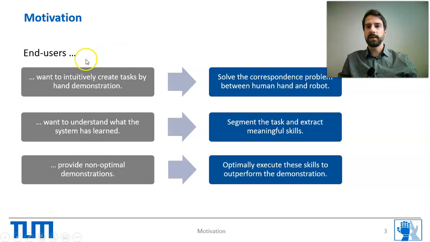The motivation is that end users want to intuitively create tasks by hand demonstration, so we need to solve the correspondence problem between human hand and the robot. Also, end users want to understand what the system has learned, so we need to segment the task and extract meaningful skills to present it to the user. Also, end users provide non-optimal demonstrations, so we optimally execute these skills to outperform the demonstration.